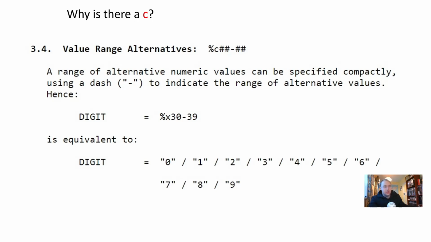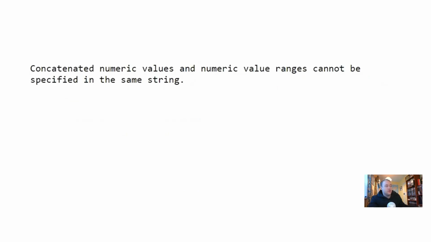Why haven't they put an =/ on the second line there? Concatenated numeric values and numeric value ranges cannot be specified in the same string. So remember, concatenation involves a dot, ranges involve a dash. So what do they mean? Cannot be specified in the same string. What? So you can't have a dot and a dash together?